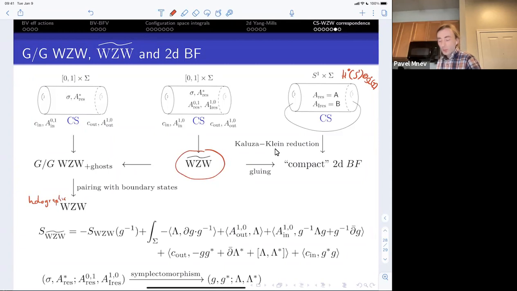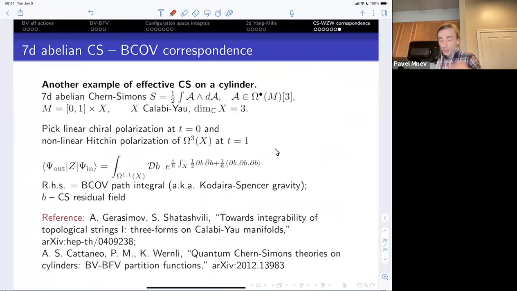And since I'm out of time, I just wanted to show this slide, but not comment on it much. There's an example which works somewhat similar. It's also a Chern-Simons theory on a cylinder, but now on a 7-dimensional cylinder, an interval cross a Calabi-Yau threefold, and instead of WZW, you have the BCOV theory, or Kodaira-Spencer gravity. It's another name for it. I'm sorry, I'm out of time, and thank you very much for attention.